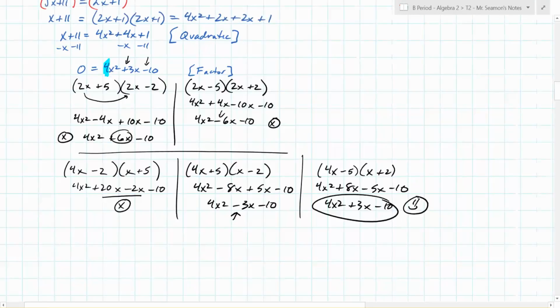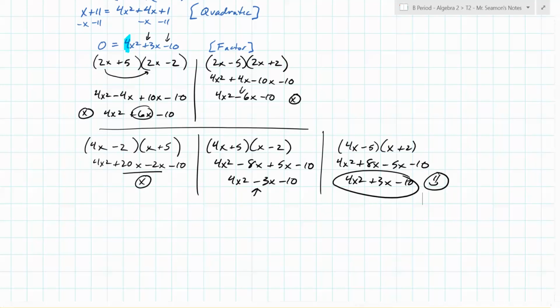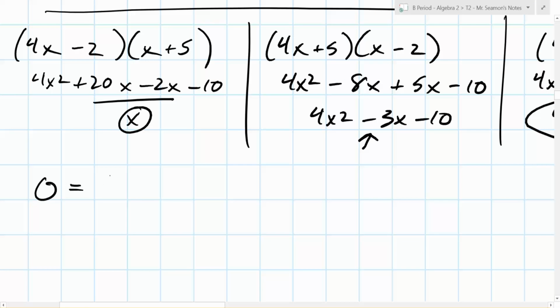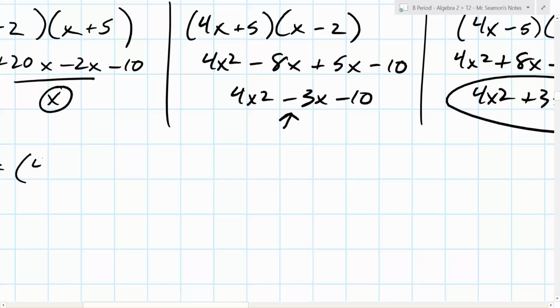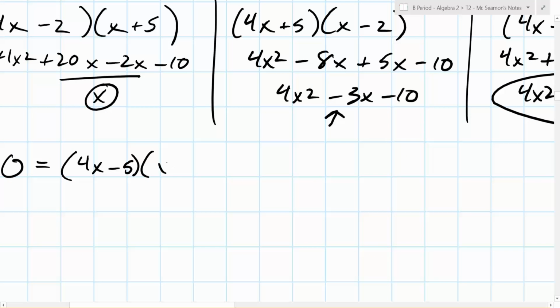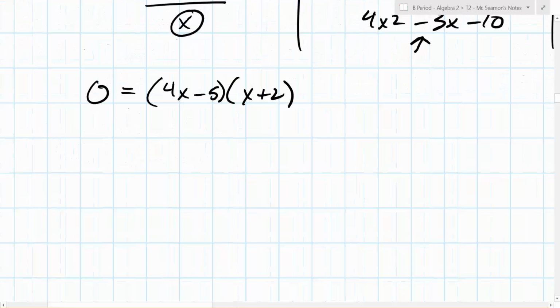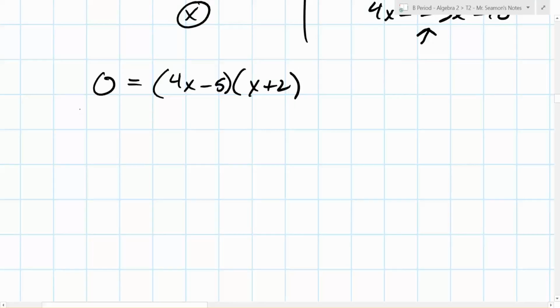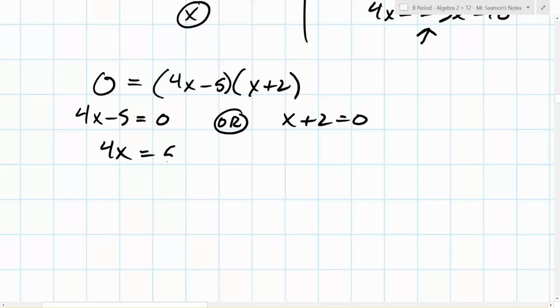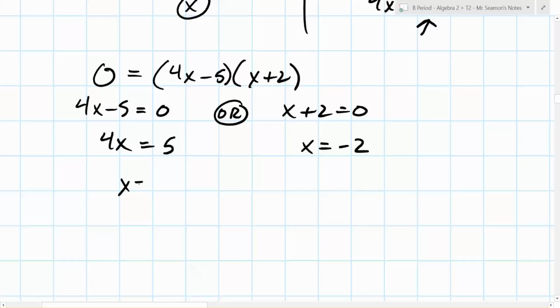So you don't erase, you check. So what does that mean? It means that 0 equals our factored form. What is it? 4x minus 5 times x plus 2. And what does the zero product property tell us about this? 4x minus 5 must equal 0, or x plus 2 equals 0. Exactly. So 4x equals 5, or x equals negative 2. Sorry, I'm just bouncing back and forth.